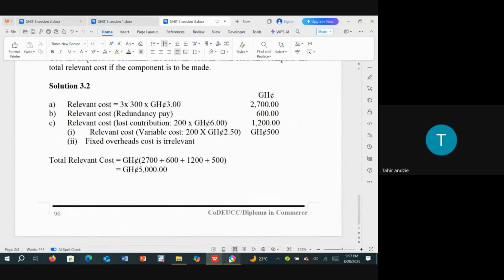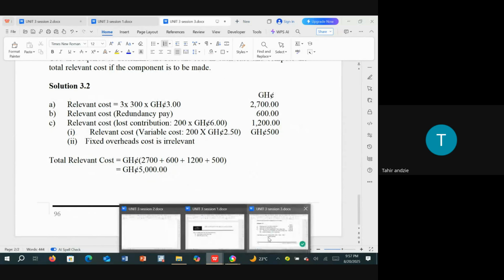So we are done with unit 3. We are left with 3 more units to finish session 3. And Saturday, we'll be invigilating at Tamale.